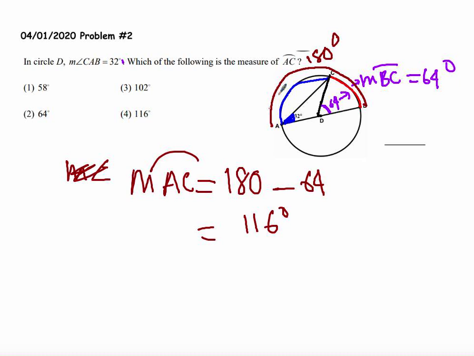Again, from A to B, the measure is 180. From B to C was 64. Then from A to C will be 180 minus 64, which is 116. The correct answer is 116.